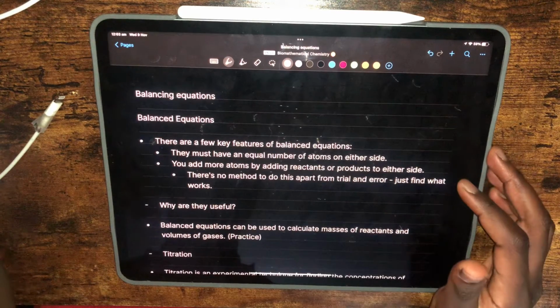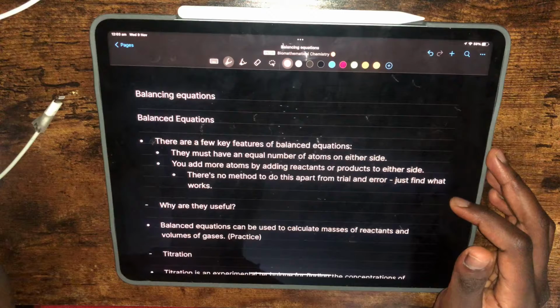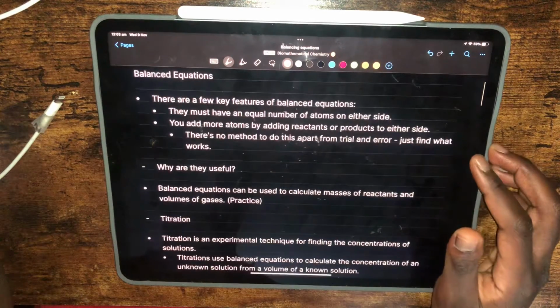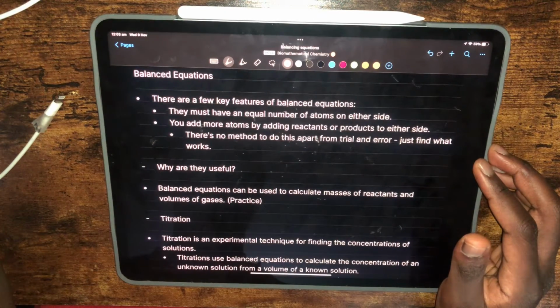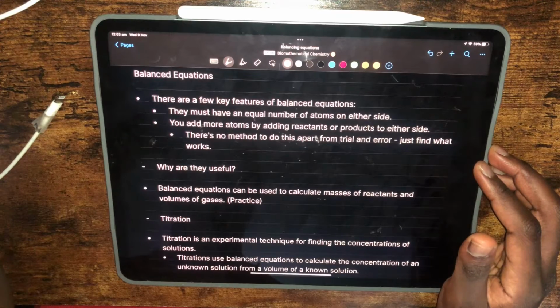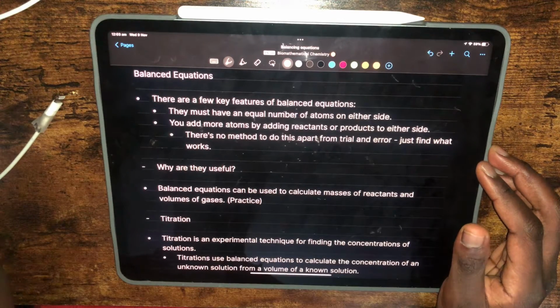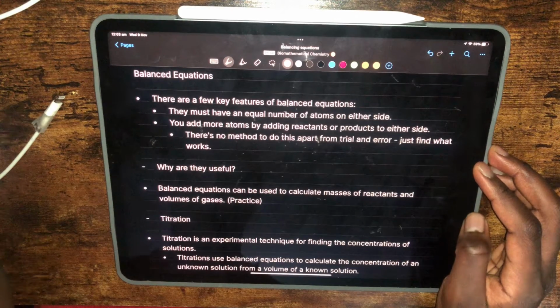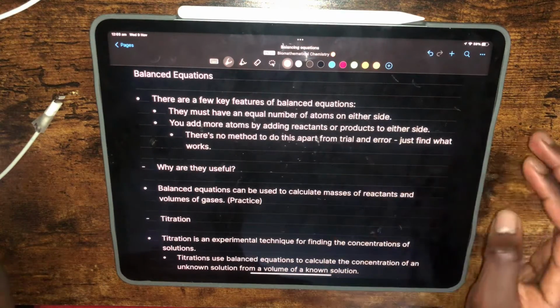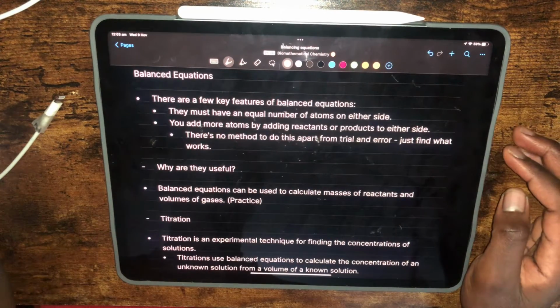So, balanced equations. A few key features of balanced equations. They must have an equal number of atoms on either side. You add more atoms by adding reactants or products to either side. Because, remember, you have to obey the law of conservation of mass.